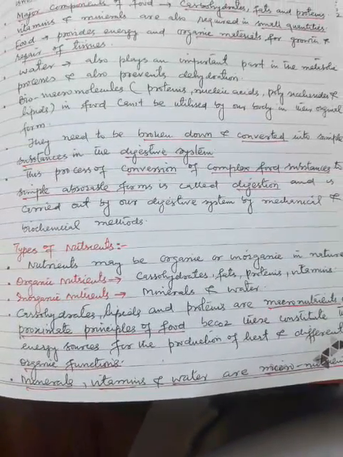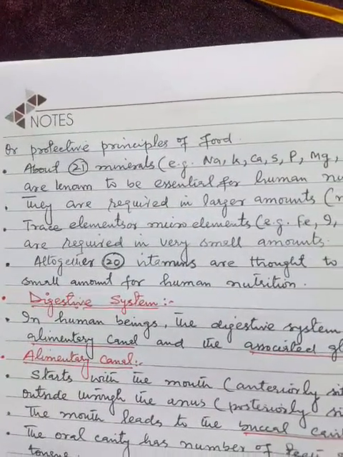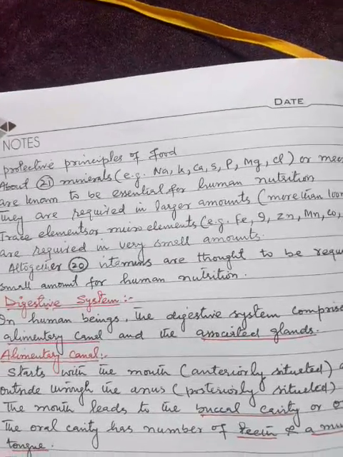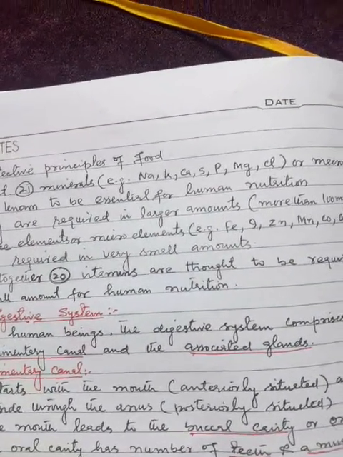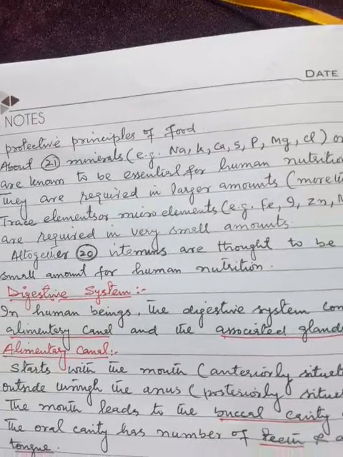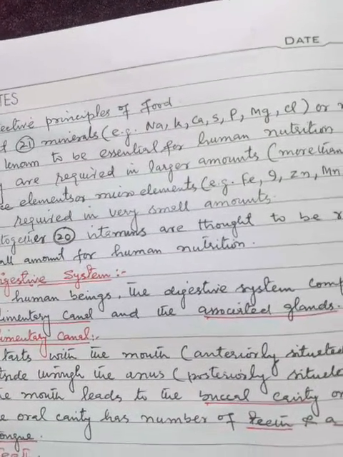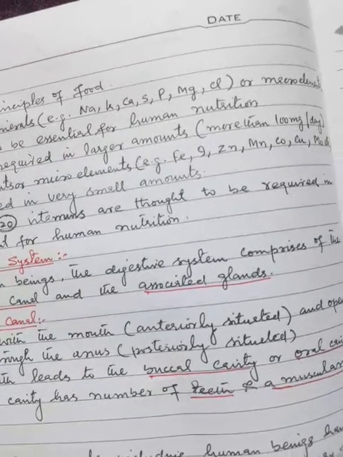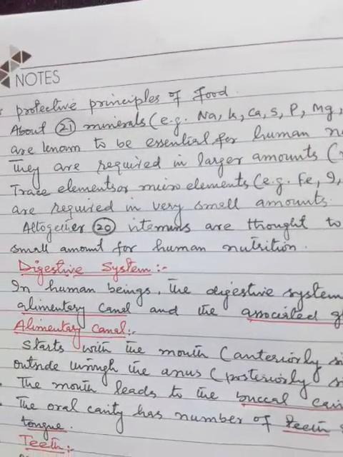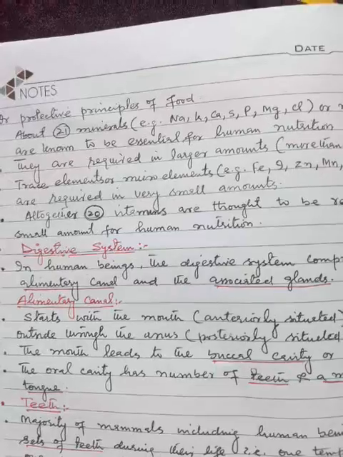Minerals, vitamins, and water are micronutrients or protective principles of food. About 21 minerals, for example, sodium, potassium, calcium, sulfur, phosphorus, magnesium, chlorine, are macro elements known to be essential for human nutrition. They are required in larger amounts, more than 100 milligrams per day. Trace elements are microelements, for example, iron, iodine, zinc, manganese, cobalt, copper, molybdenum, etc., and are required in very small amounts. Altogether, 20 vitamins are thought to be required in small amounts for human nutrition.